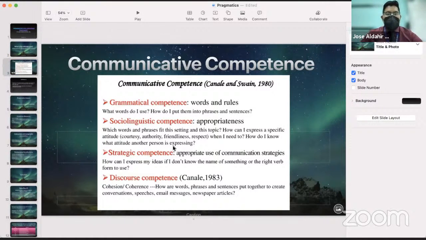Yeah, the person I'm talking to, right? Not only that, but also strategic competence, which means the appropriate use of communicative strategies. If, for example, I'm talking to someone else, how do I express my idea? How do I find other ways to express my sentences in order to convey meaning, right? And finally, and last but not least, discourse competence, which means cohesion and coherence, how words, phrases, or sentences are put together in order to express a message or a meaning.